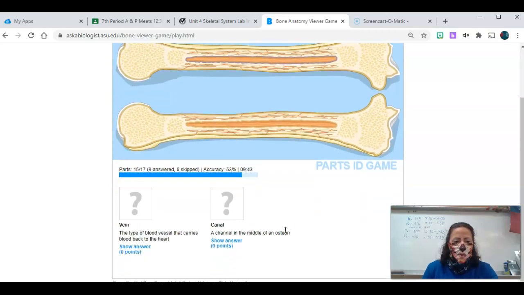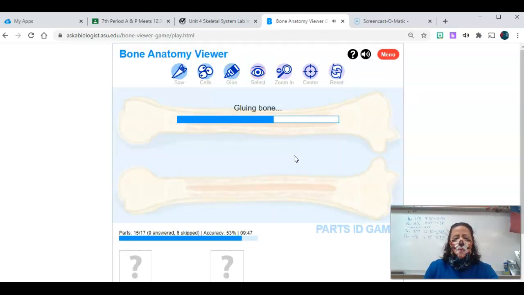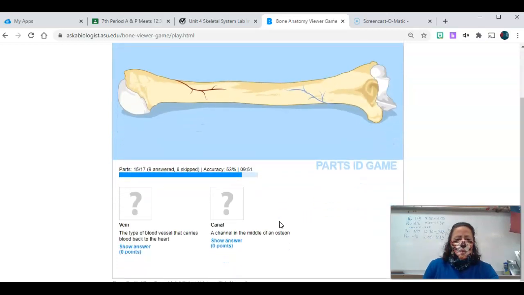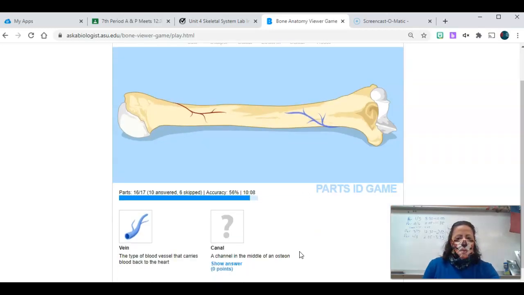Let me see. We have the vein and the canal. Let's glue this together. All right, so the vein is going to be the blue one. Arteries are red. Sorry, I use alliteration to remember things, so veins are blue. So there are the veins.